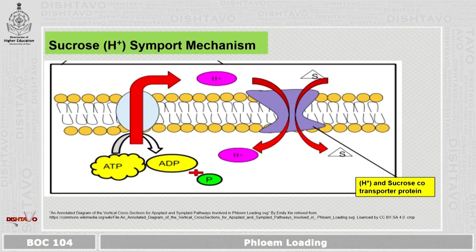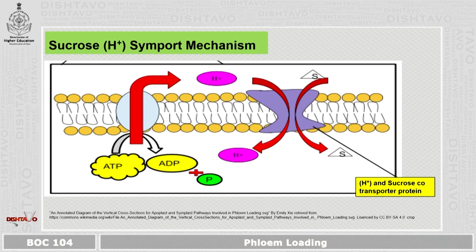First step in this particular mechanism is that the protons, the H+ ions, are initially pumped out from the cytoplasm into the cell wall through the plasma membrane. This movement requires energy because it is an energy driven process. The energy is given in the form of ATP, wherein the ATP is broken down into ADP plus phosphate, and it also requires ATPase carrier enzyme.